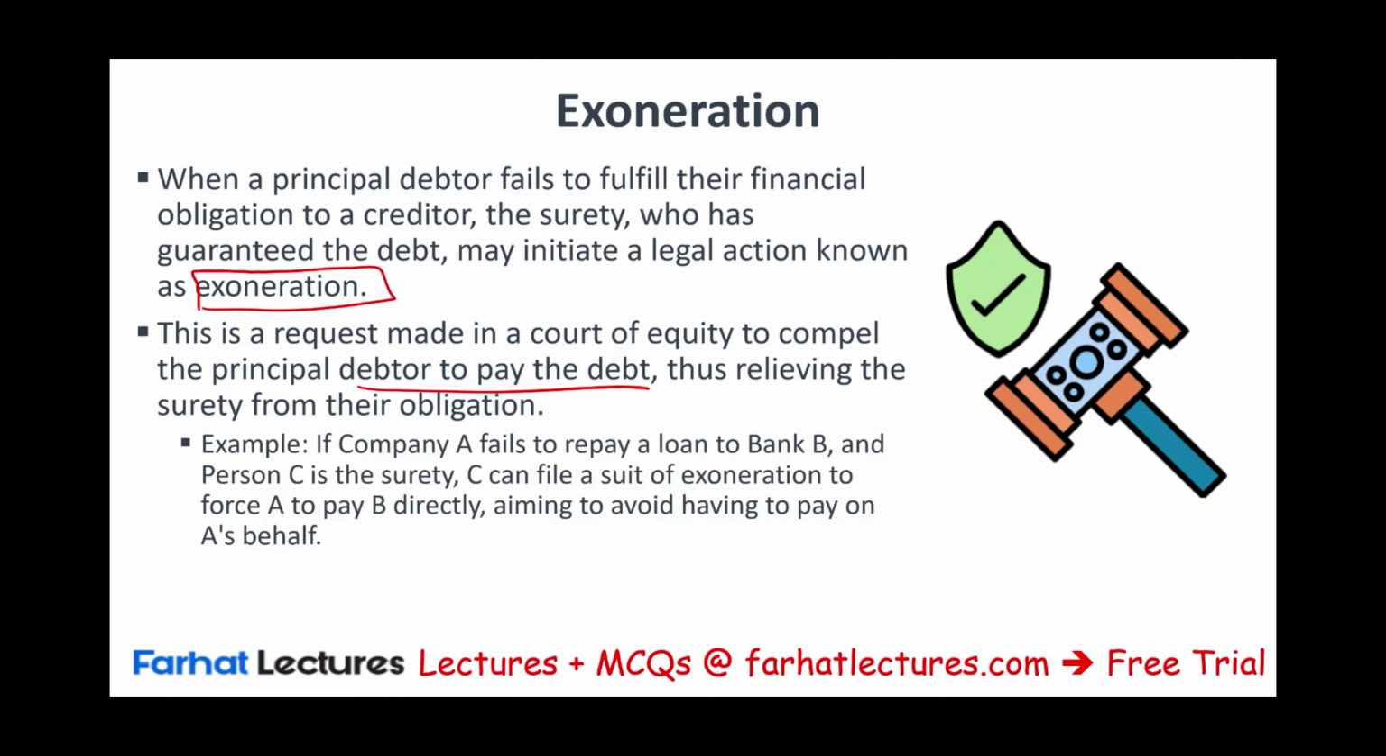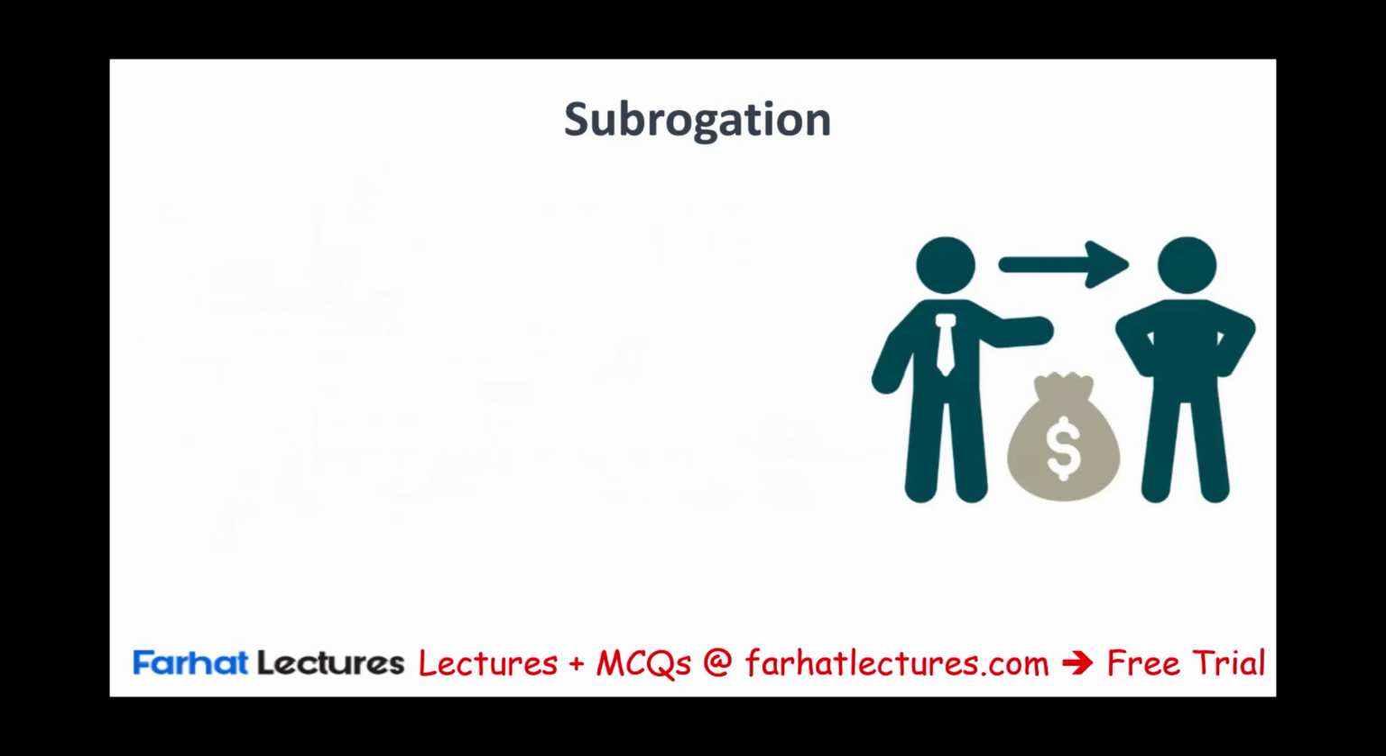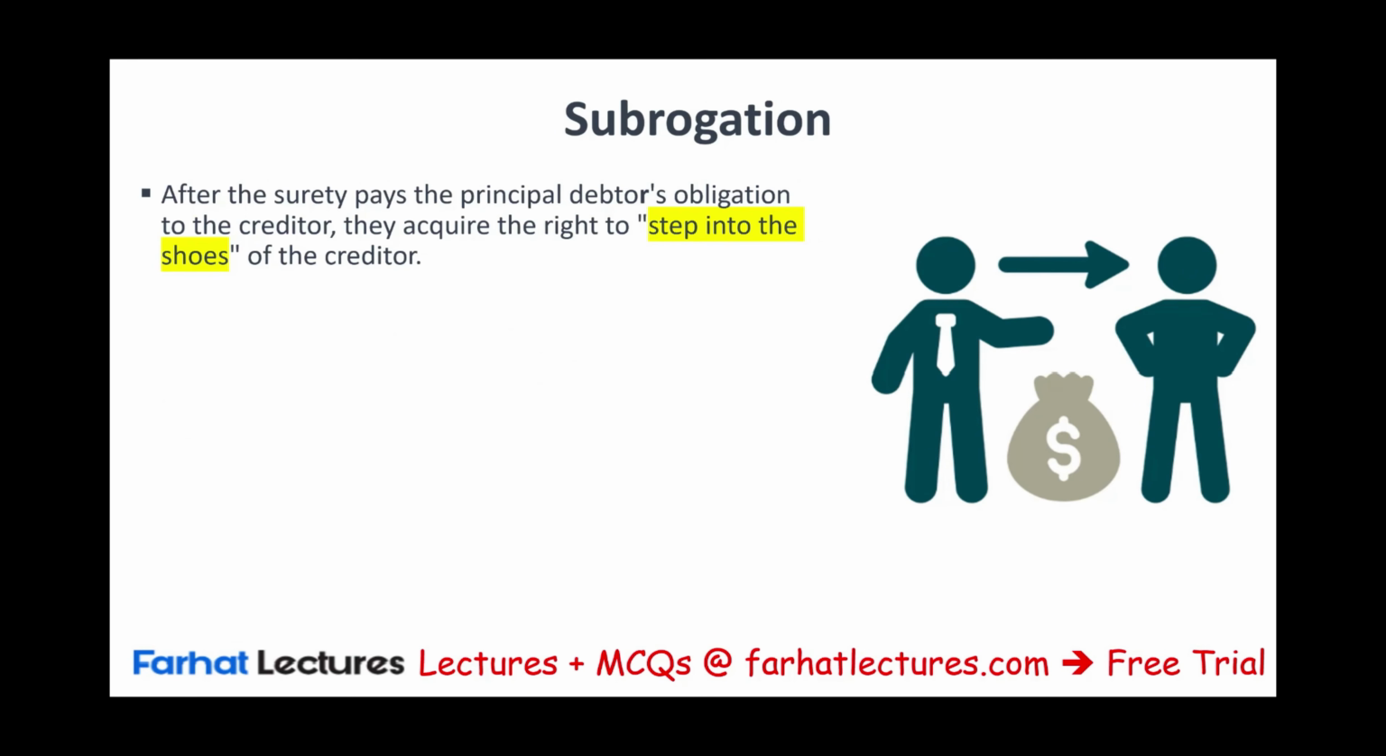So for example, if A, the debtor, fails to repay the loan to B, the bank, and C is the surety, C can file a suit of exoneration to force A to pay B directly. To do what? To avoid paying the debt yourself. You can try to do that. Remember, the creditor can come after you directly. Then, after the surety pays, if this did not work, and oftentimes it's not going to work because you are responsible to pay, what can the surety do?